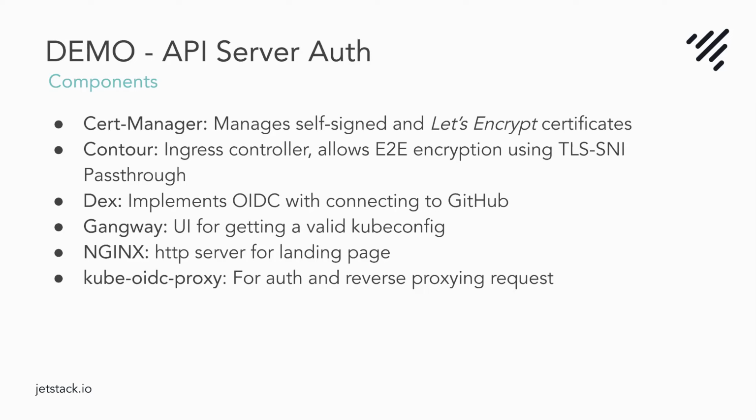DEX implements the OIDC, which is connecting to GitHub. Gangway is a nice web UI for building the kubeconfig once I've authenticated myself. Nginx is just running as a simple HTTP server as a landing page, so we have nice clicky buttons for choosing which cloud you want to go to, and KUBE-OIDC-PROXY for the auth.